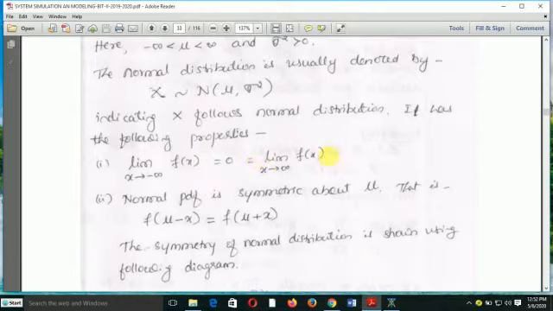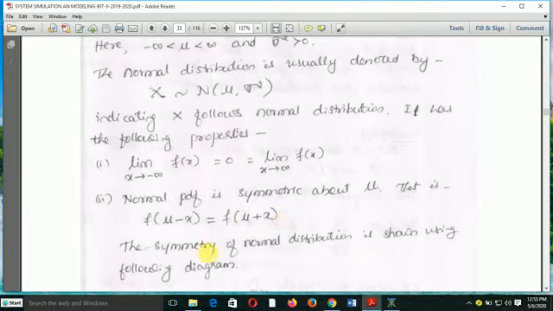The second property is that the normal PDF is called symmetric about the mean. That is, f(mean minus x) will be equal to f(mean plus x), because the positive part is equal to the negative part. That is why it is symmetric: when we are in the negative part, the result will be the same as in the positive part. So that is called symmetric.